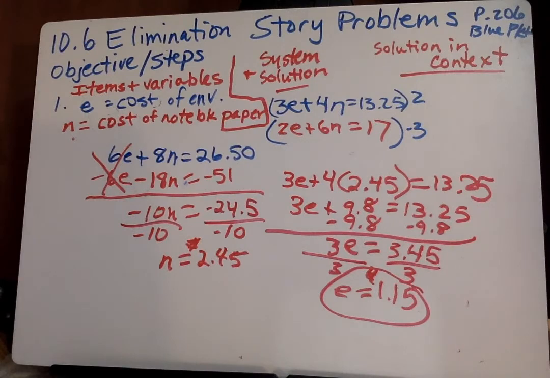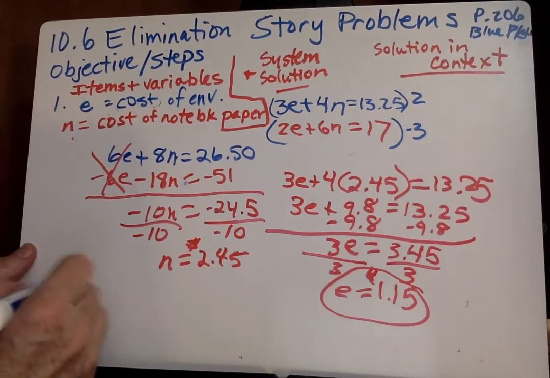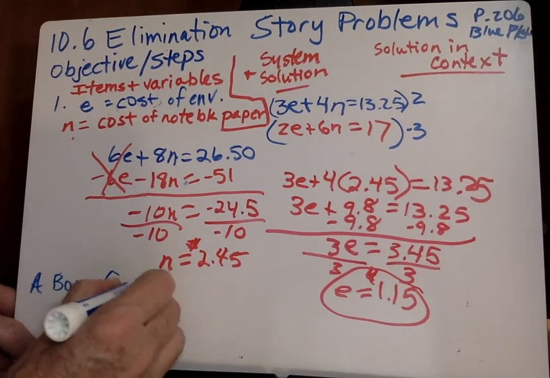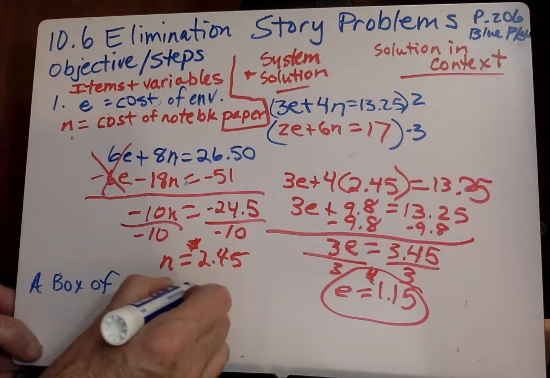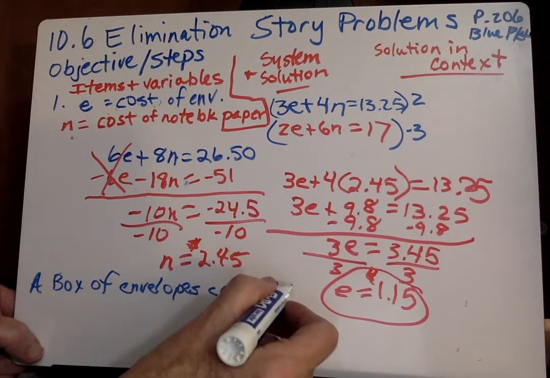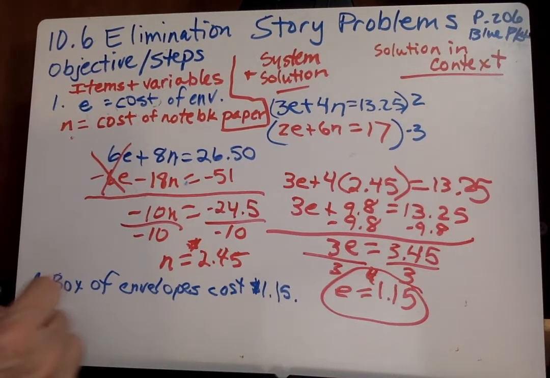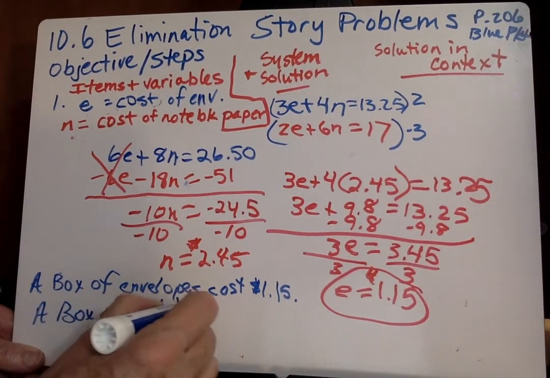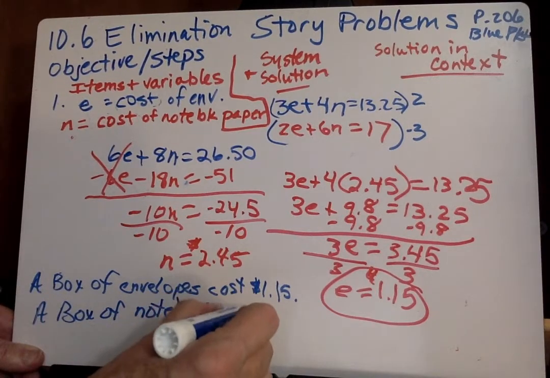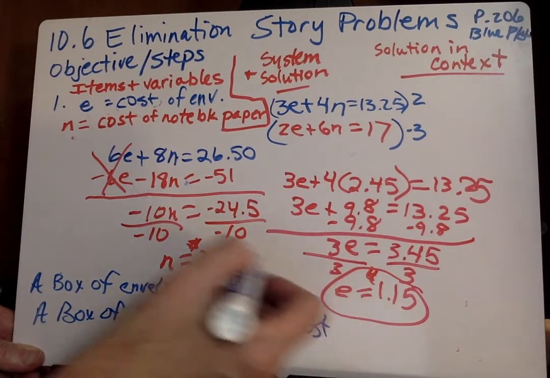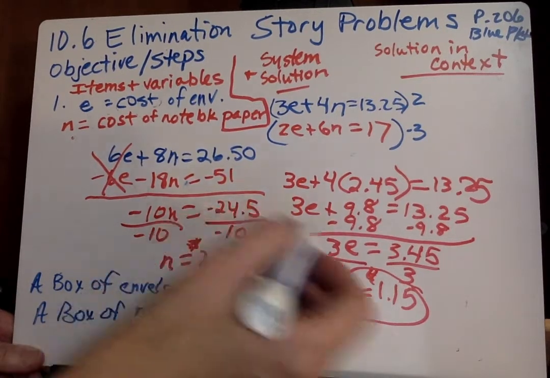Next, it says write the solution in context. So you could say, a box of envelopes costs $1.15, and a box of notebook paper costs $2.45.